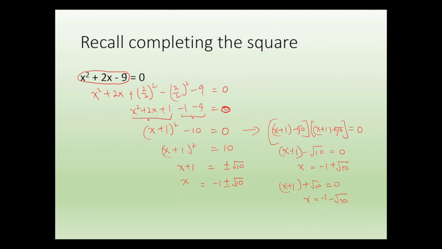And the other one is x plus 1 plus square root of 10 equals to 0. X therefore equals to minus 1 minus square root of 10. So this is using the same method, except slightly different method, not the same method. You are actually using difference of perfect square. So either one is fine.